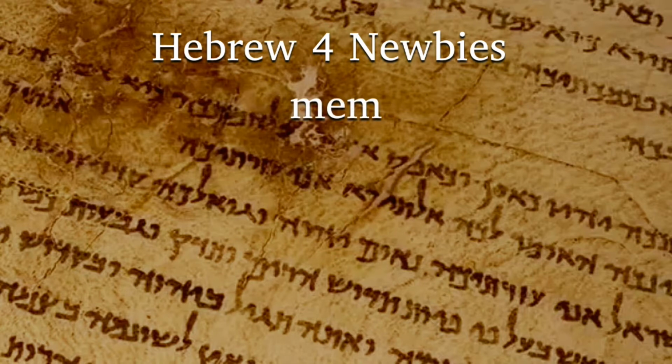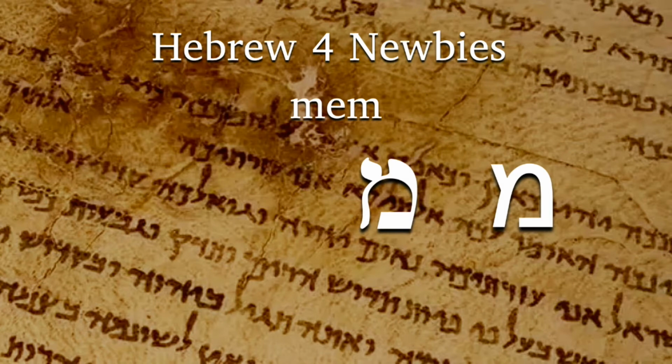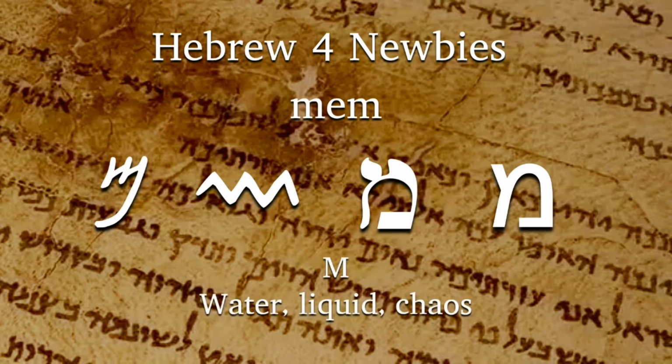Okay. Now we have the letter Mem. In the ancient pictograph, water. There you go. It's a picture of water. It makes the M sound. It could mean water, or just, the way pictographs work, it's a super general idea, so it could be any kind of liquid, really.